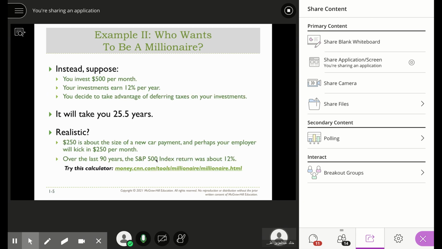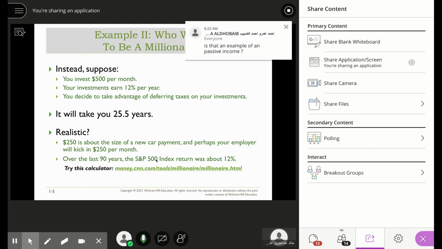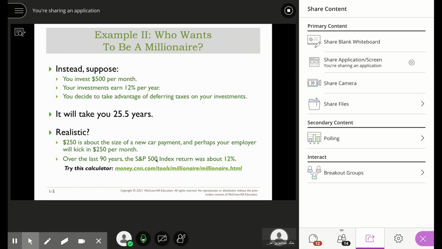Let's assume that another person will be able to invest $500 per month at a level of 12%, and we are assuming that tax is not highly relevant in this case. It will take you approximately 25.5 years. The 12% is a realistic number. If we look at the S&P 500 index in the past 90 years, the historical return is around 12%.